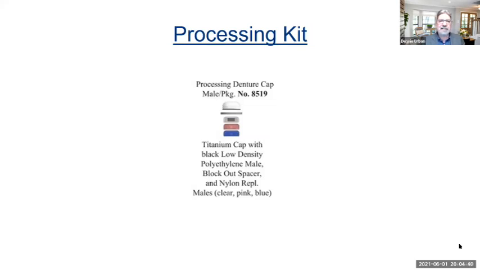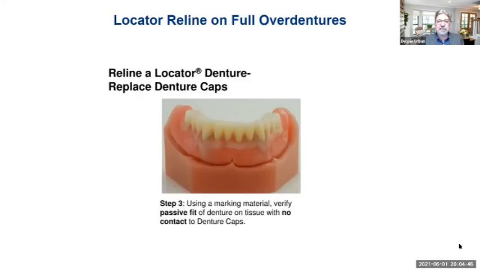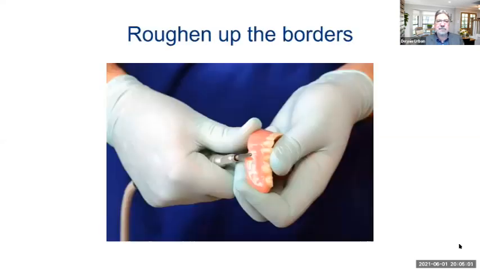But you can utilize anything. You can utilize some of the other more retentive elements in these caps also. So what I like to do is make sure you have a nice passive fit, and verify that passive fit. Sometimes we use a marking material that'll show you where it's hitting, and make sure there's no contact with those housings, those denture housings, or as they call it here, denture caps.